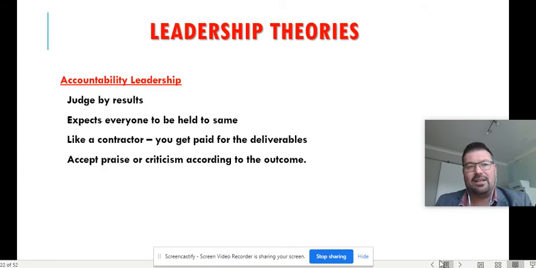All right, the last one is accountability leadership. Okay, so everyone has to do their bit. And if you don't do your bit, then the company can't succeed. And so everyone is held accountable for what they are able to do. So we judge you by your results, and everyone is held to the same set of results. And then you are almost treated like a contractor. You get paid for the deliverables. So if you are an incredible sales team, you get paid more than the research team if the research team is not getting the same results. So your results lead to better pay and to more prominence within your business.